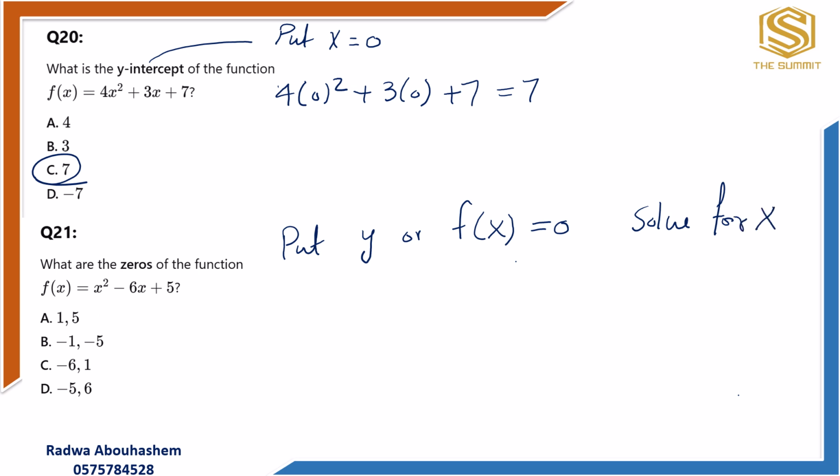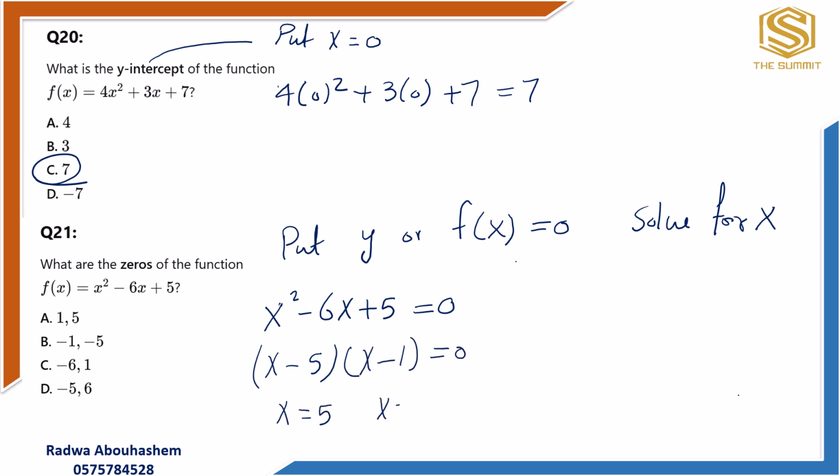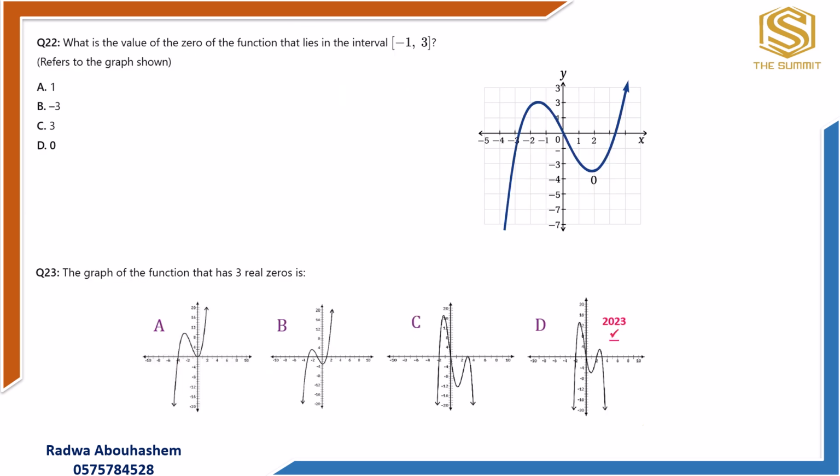So here, x power 2 minus 6x plus 5 equal to 0. Then I have to factorize. So x minus 5 times x minus 1 equal to 0. So x equal 5 or x equal to 1. 1 and 5. What is the value of the zeros of the function? Zero means x-intercept. So he's asking me about the x-intercept, but he specified an interval for you from -1 to 3. So from -1 to 3, where's my x-intercept at the 0? So it's 0.